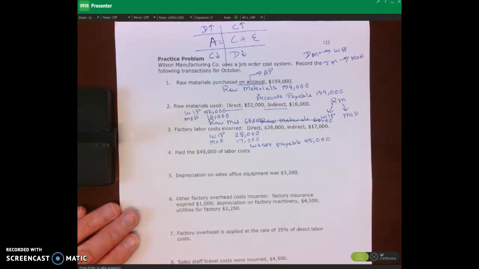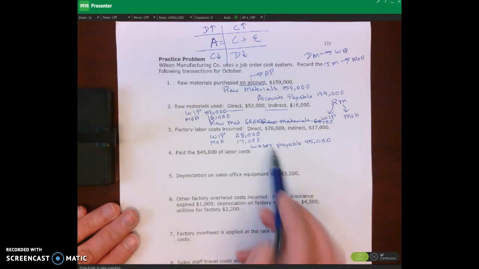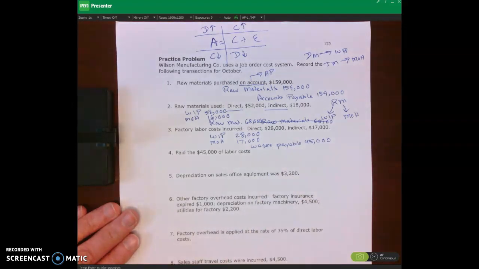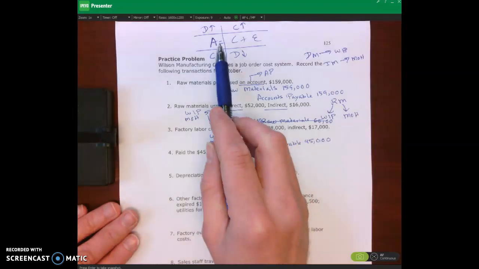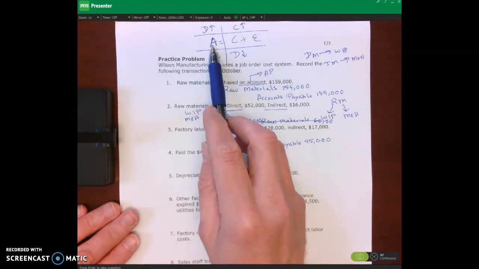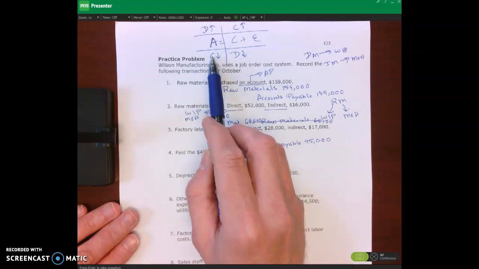Let's look at number 4, paid the $45,000 of labor costs. In terms of journal entries, we're paying off this wages payable. What do we pay things with? Cash. That means cash is going down. Where do we put cash in terms of the accounting equation? Cash is an asset. Cash is going down, assets are going down. How do I recognize that in terms of debits and credits? Credit. So it's a credit to cash.